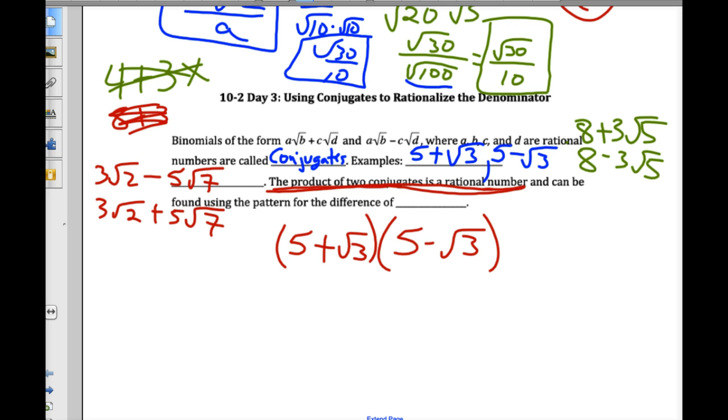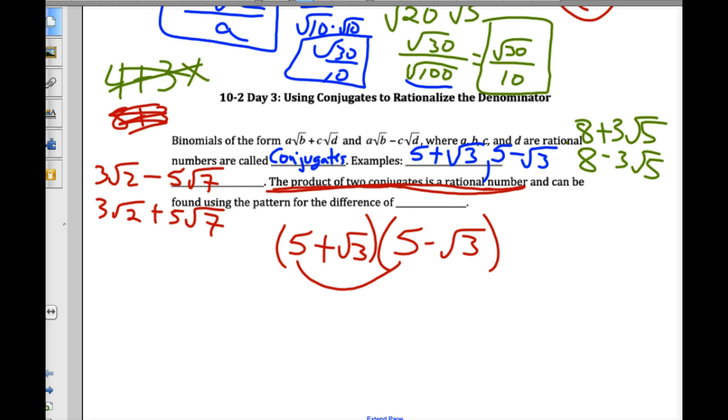All right, everybody write down 5 plus radical 3 times 5 minus radical 3. And then everybody do FOIL on that. Go. You can multiply anything together. How do we FOIL? What's the F stand for, Nico? First. Multiply your first pieces together.